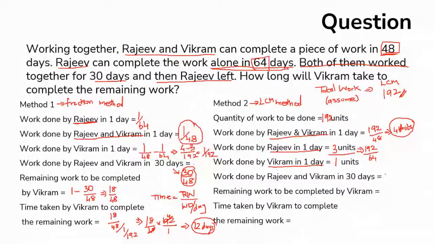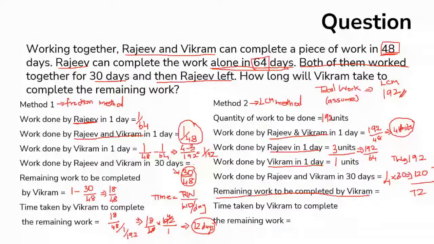So Rajiv and Vikram can do 4 pieces in 30 days. So into 30, it will give you the value of it. So it is like 120 pieces done out of 192 in total work. So 120 pieces is done, so what is the remaining work to be completed by Vikram? It is nothing but the difference between these two values. So it is 72 pieces.